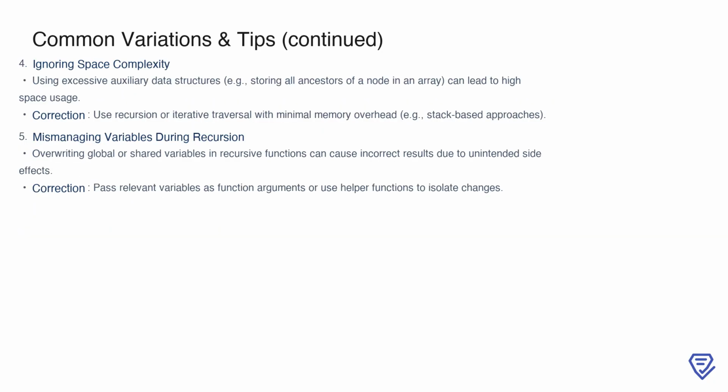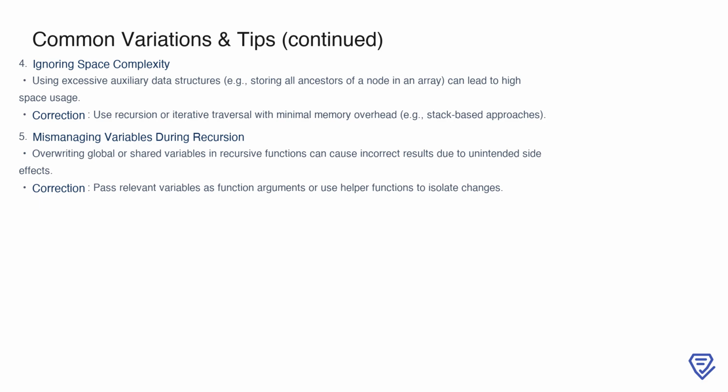Another area where mistakes occur is in ignoring space complexity. Some candidates use excessive auxiliary data structures, such as storing all ancestors of a node in an array, which can lead to inefficient memory usage. Instead, aim to minimize space by using recursion or iterative traversal with stack-based approaches that have lower overhead.